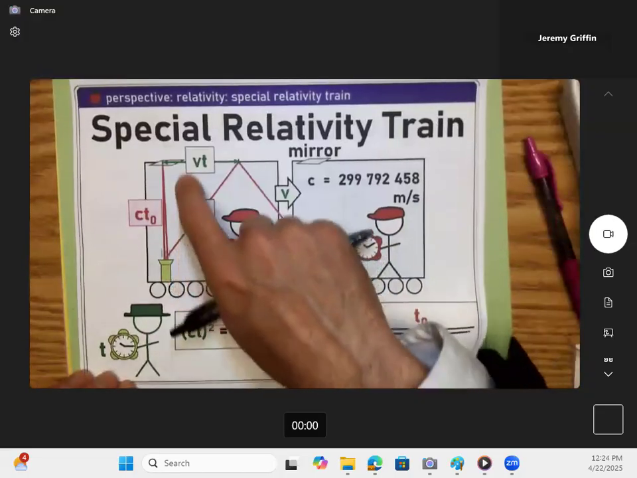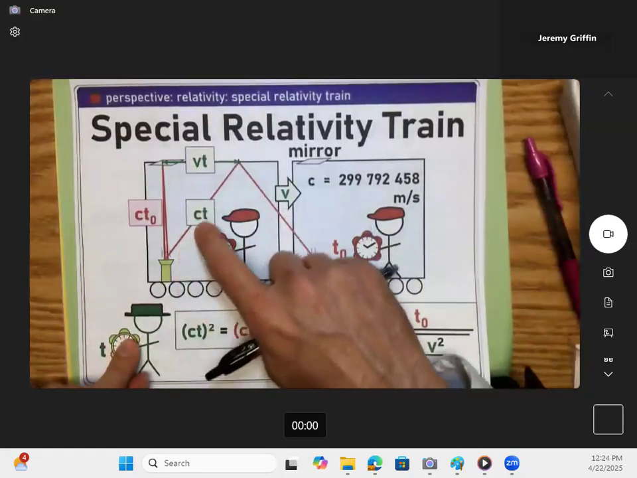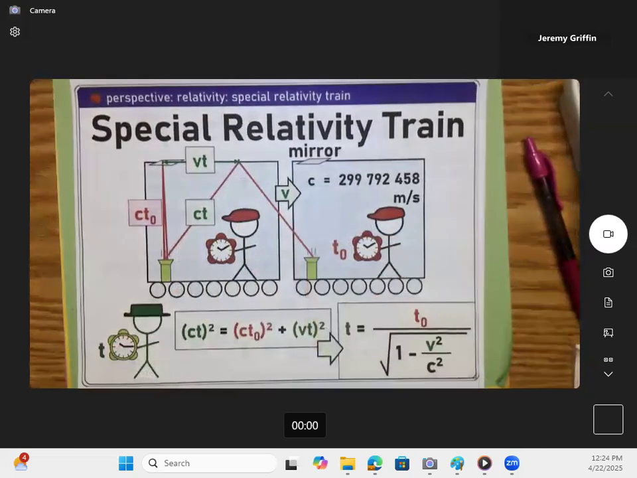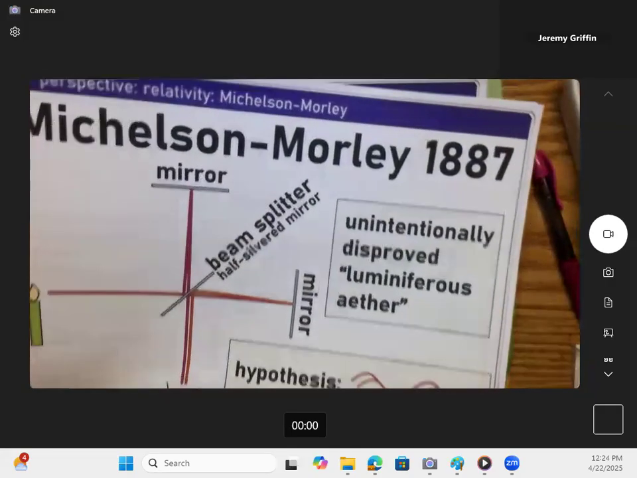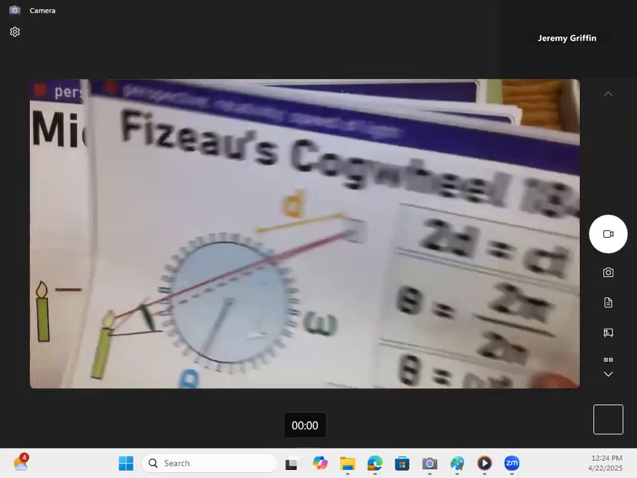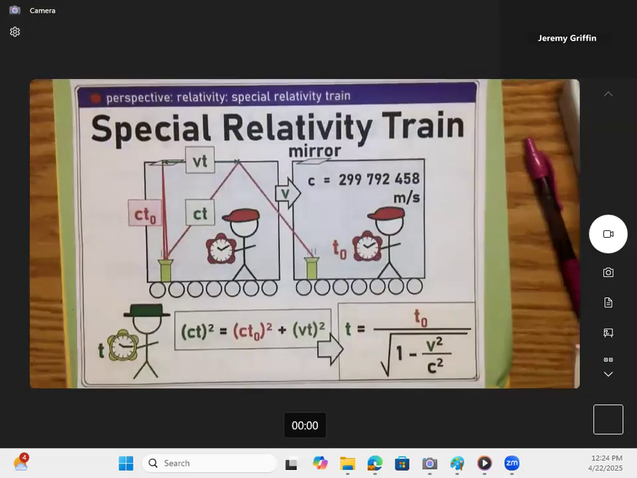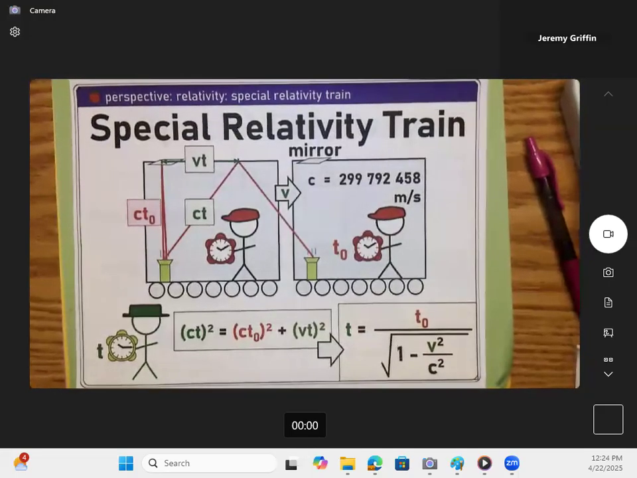So inside the train, you see it go up and down, but outside the train looking in, you see it travel on a diagonal. But both of these guys would perceive the same speed of light. That's the result of this Michelson-Morley experiment. So if they break out a Fizeau cogwheel and they do the experiment, they both get the same speed of light. Okay. And what Einstein said then, see if you guys remember this from yesterday or can figure this out.